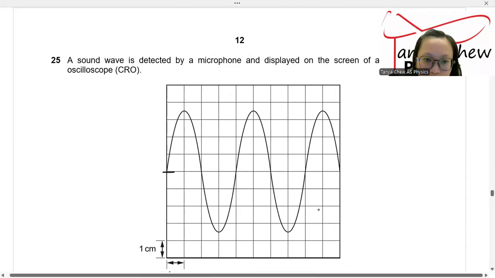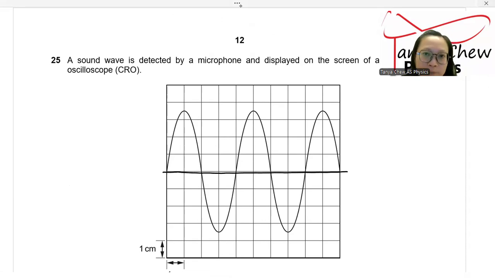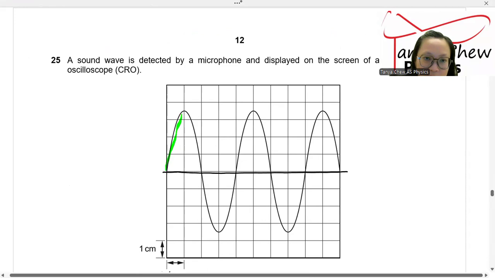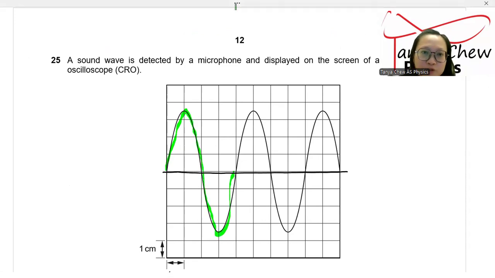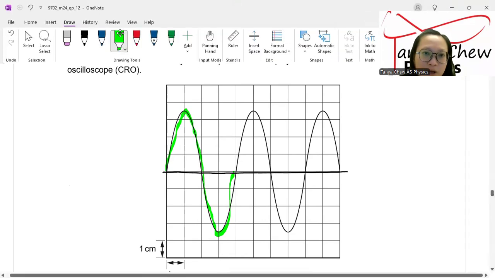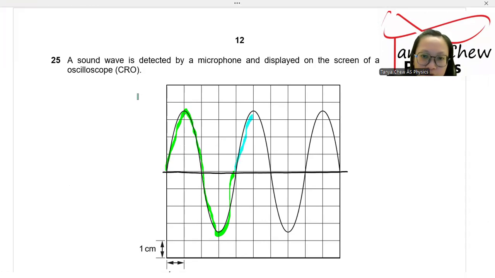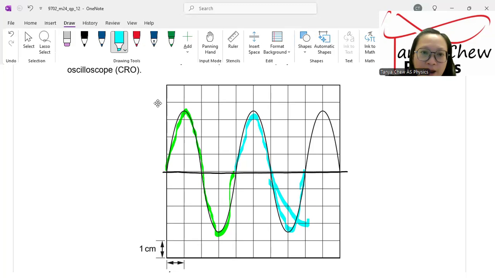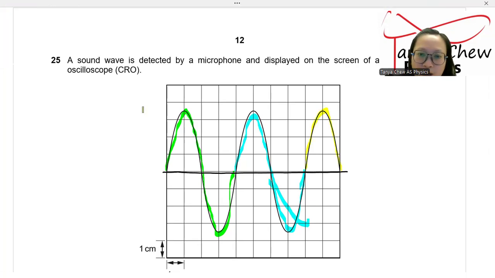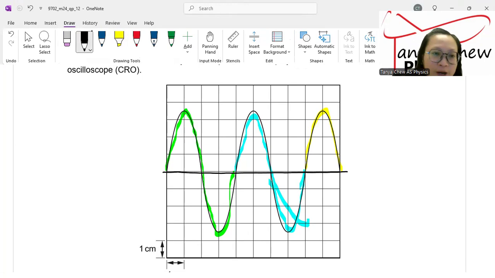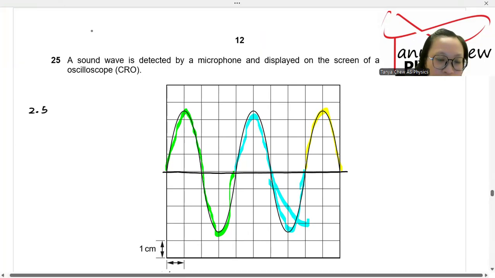So I draw the equilibrium position of this wave, and then I calculate how many complete waves, complete periods, here. Time taken for one complete oscillation. This is one wave I can form. And then I have two waves. Sorry, this is the second wave. And then I have the third one. Okay, not the third one, 2.5. So I can form 2.5 periods here.